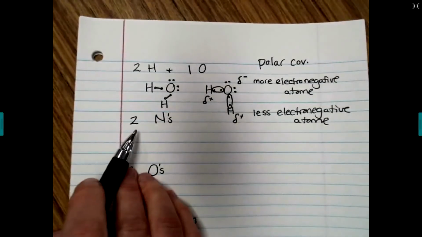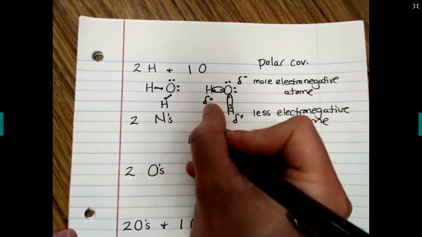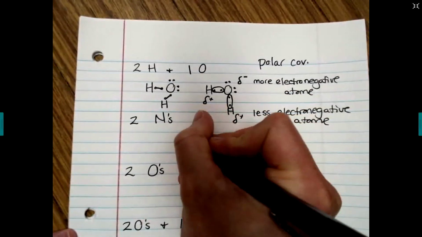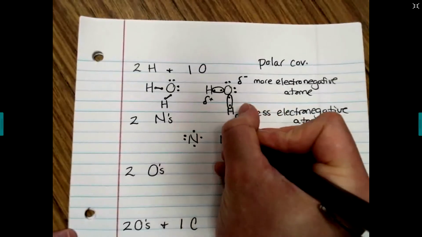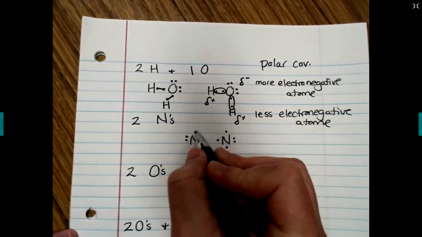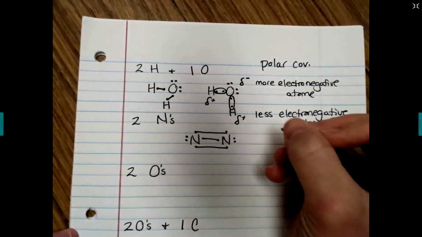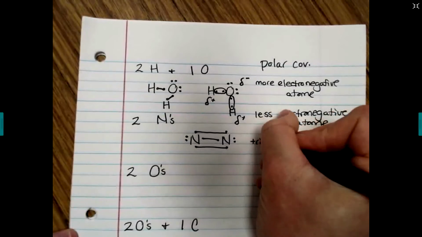All right, so we'll move on to our next example. Now we have two nitrogen atoms. Both of these have 5 valence electrons, and you can see that they can form 3 bonds with each other. And this is actually what we call a triple bond.